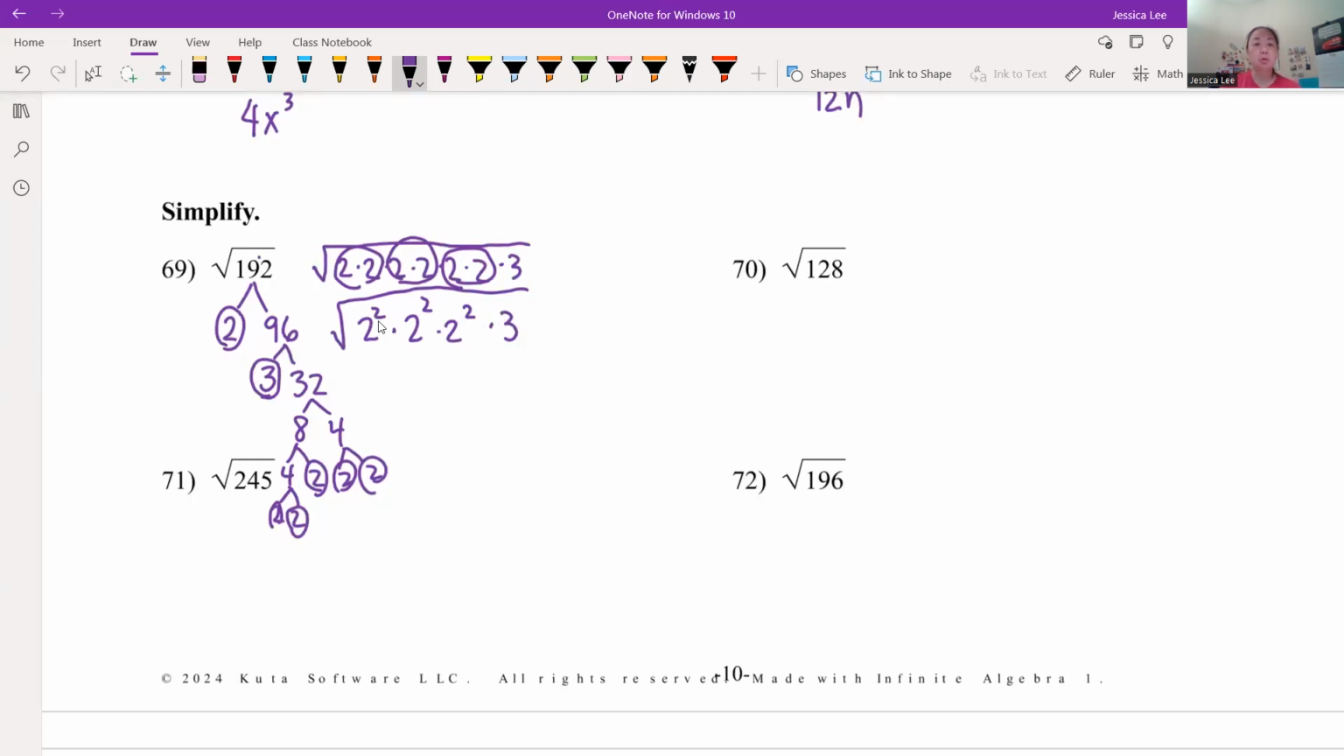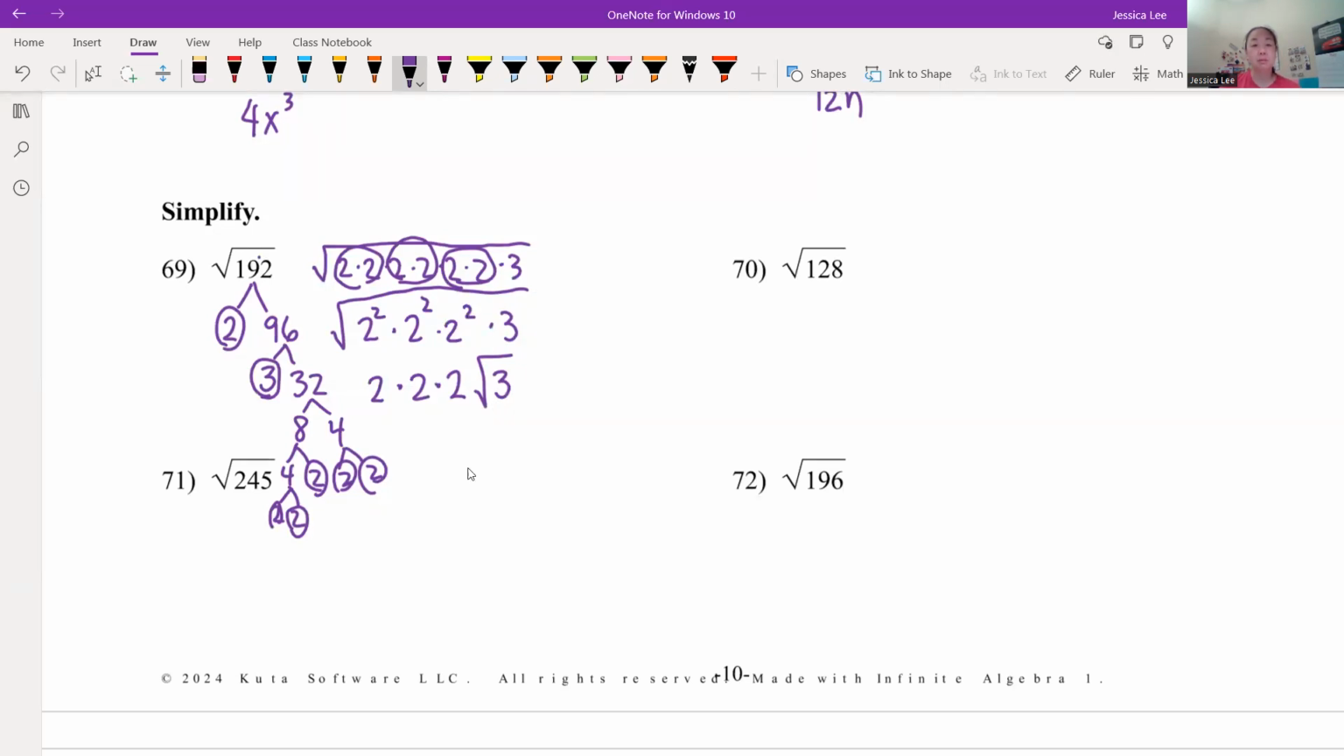So the square root of 2 squared is what? 2, right? How do I know that? Because what is 2 squared? 4. What is the square root of 4? 2. See what I'm saying? No square roots anymore, right? Same thing happens to this one, same thing happens to this one. And what's the square root of 3? I don't know. So 3 is not a perfect square, so we're going to leave it inside the square root, okay?